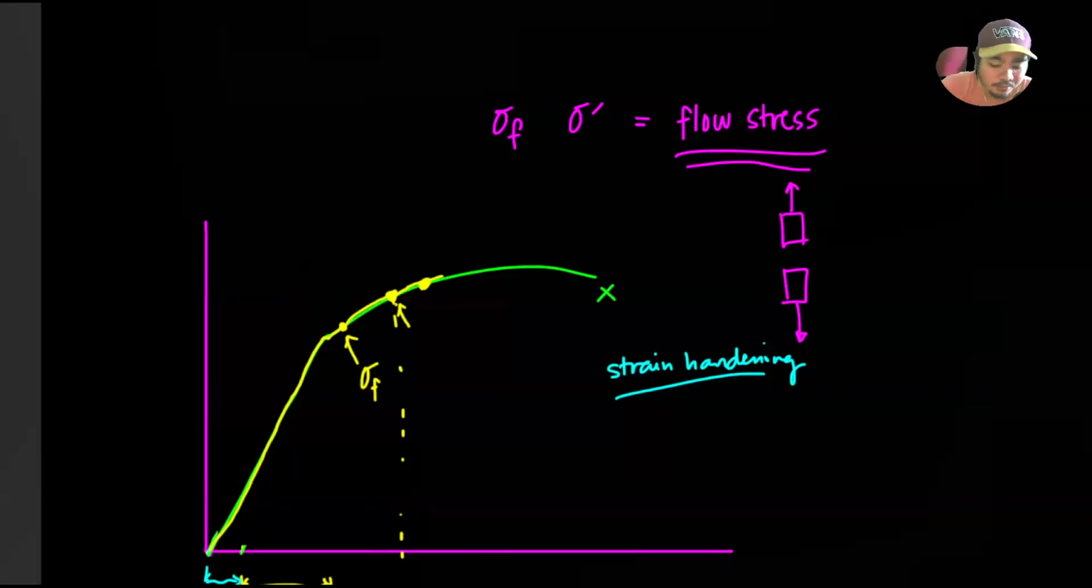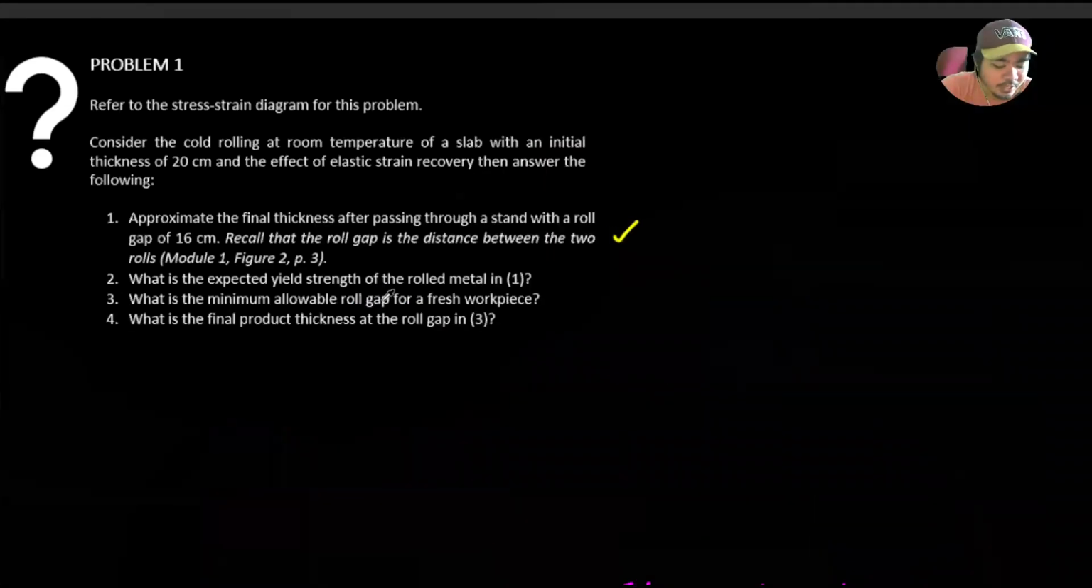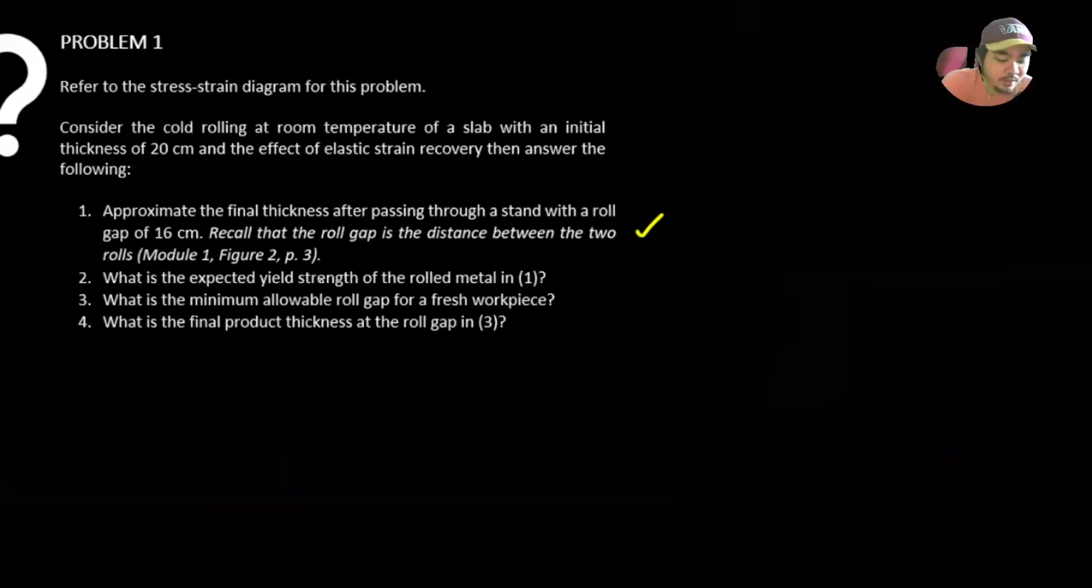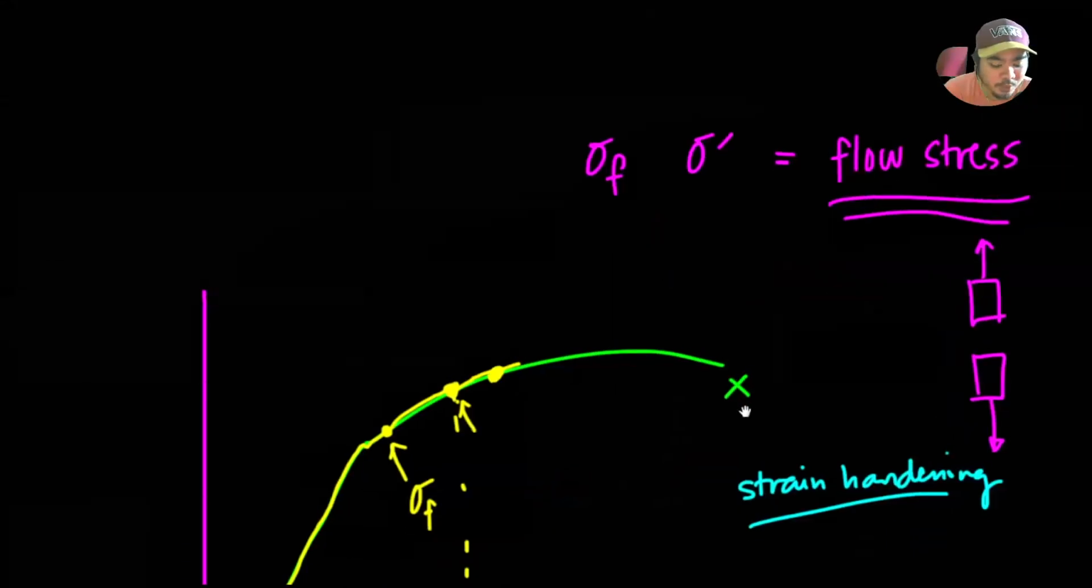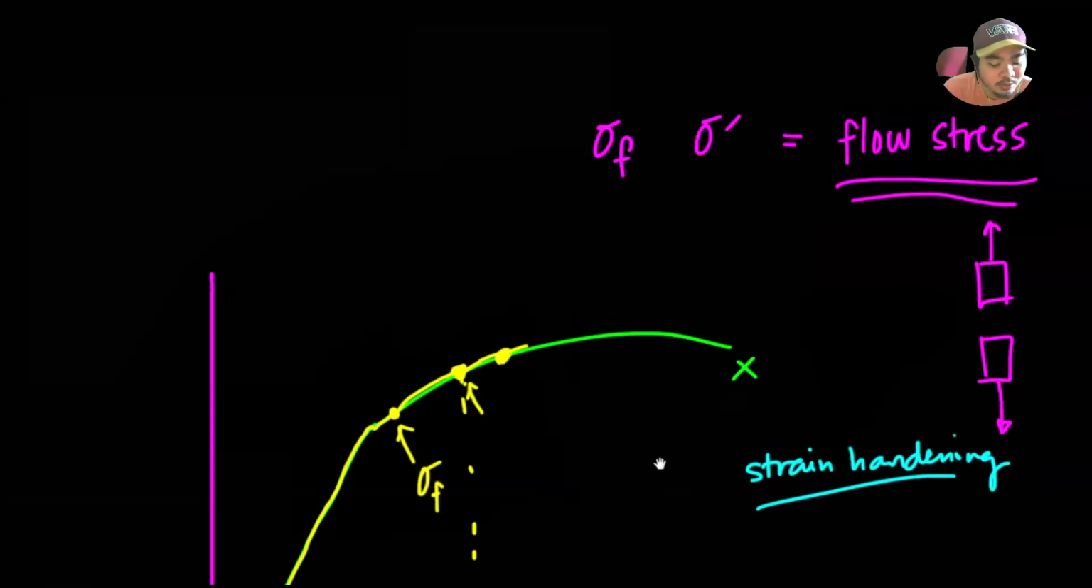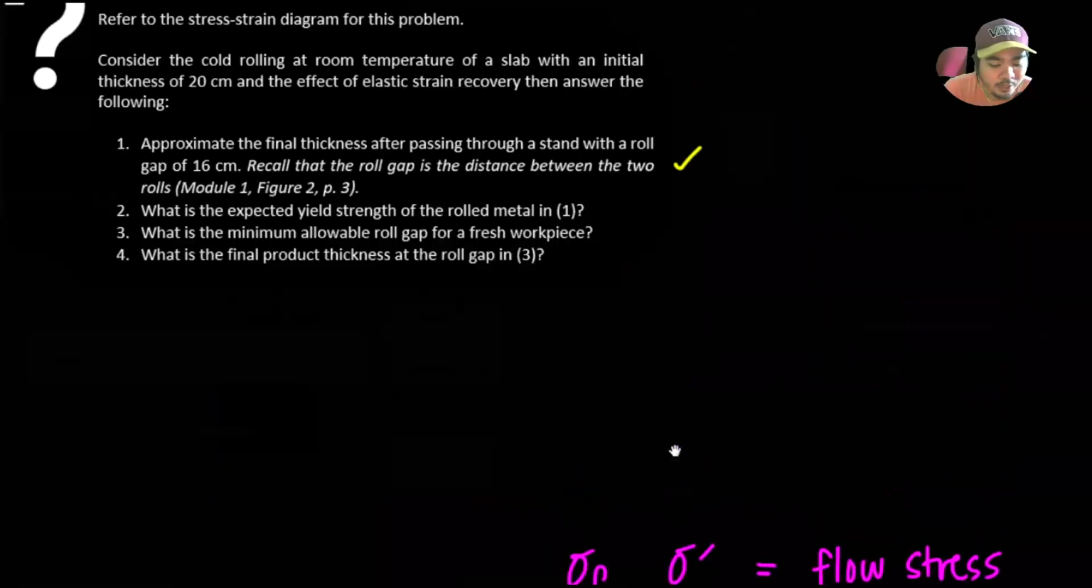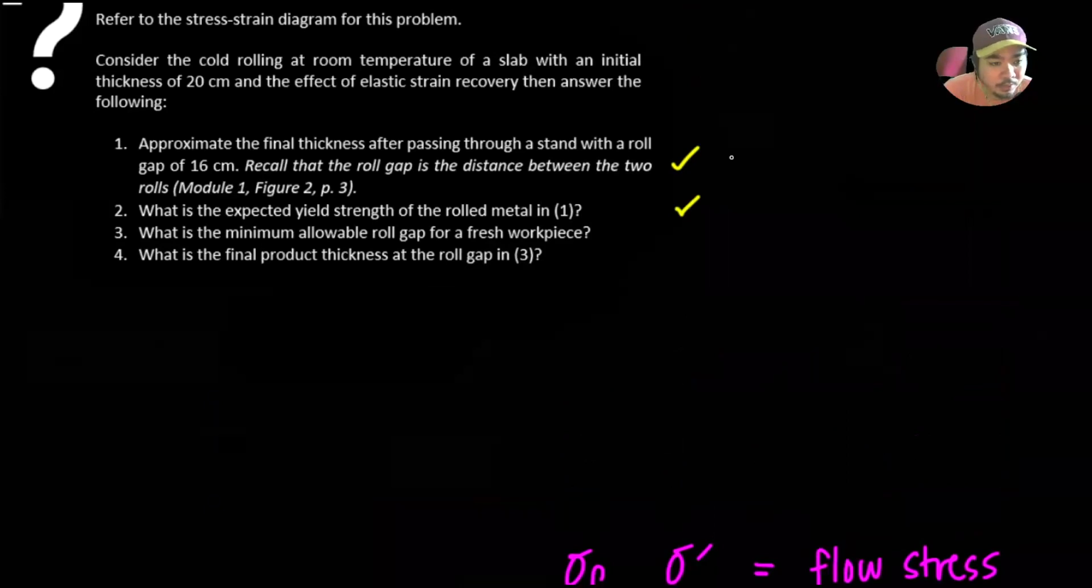So with that said, tingin nyo kaya na bang ma-solve to, what is the expected yield strength of the rolled metal in 1? Kaya, no? Tama? Mukhang feel ko ilan sa inyo may nagkaroon na ng idea kung paano to isa-solve. Okay? I think okay na tayo dito. Okay? So, next naman natin is, what is the minimum allowable roll gap for a fresh workpiece?